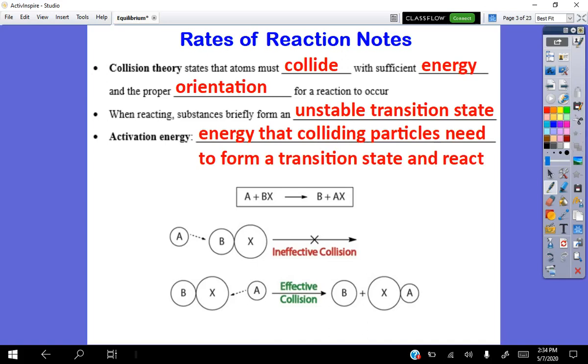Hello class, today we are going to have a short lesson on the rates of reactions. In order to understand the rates of reactions, we first must define collision theory. Collision theory states that atoms must collide with sufficient energy and proper orientation in order for a reaction to occur.